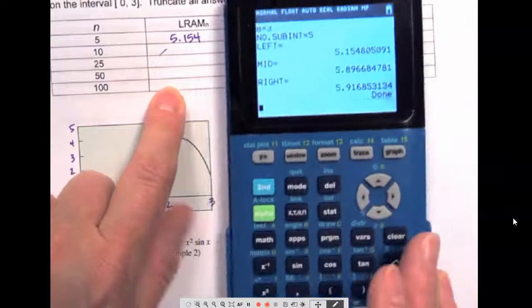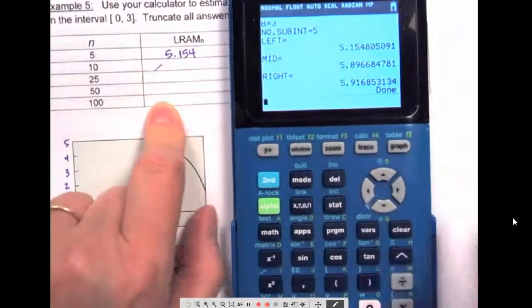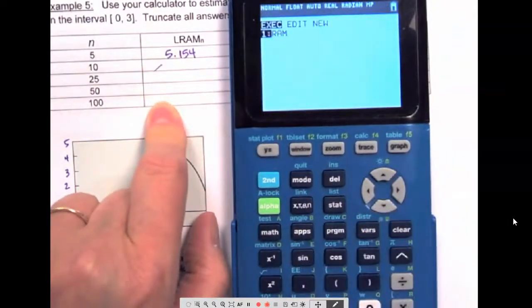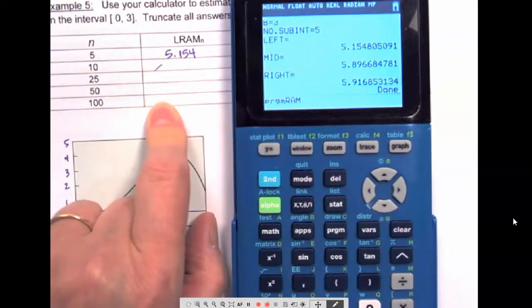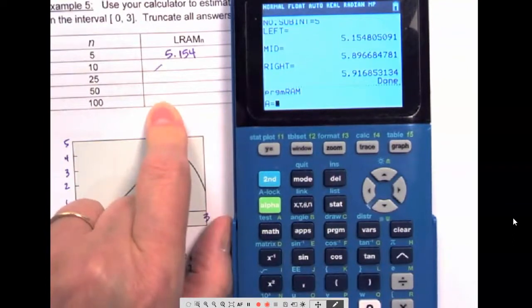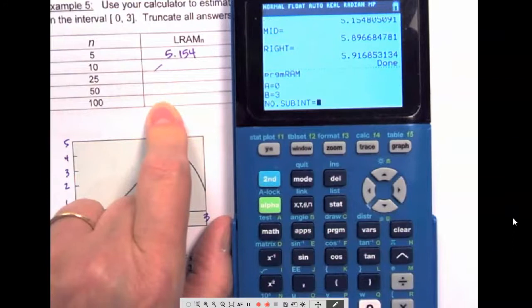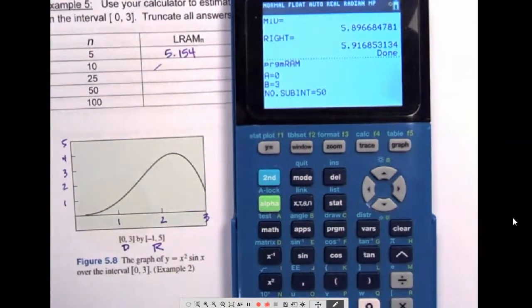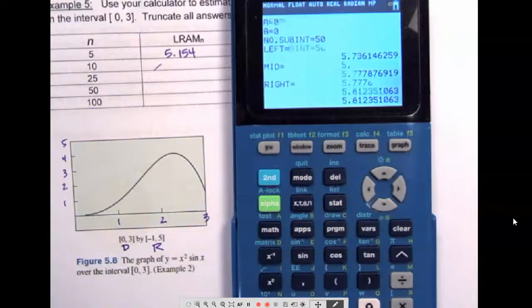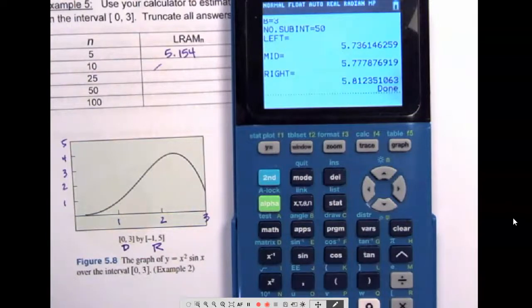Let's do 50. Now, as you get into these larger subintervals, it does take a tad bit longer to compute. Okay, so I'm still going from 0 to 3, 50 subintervals. Still not too long, though, is it?